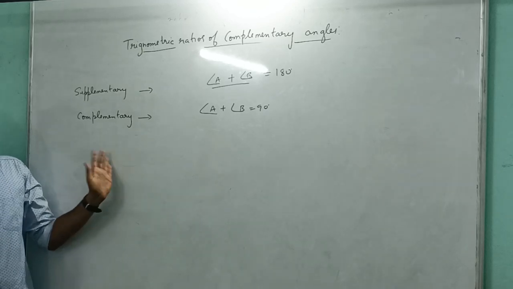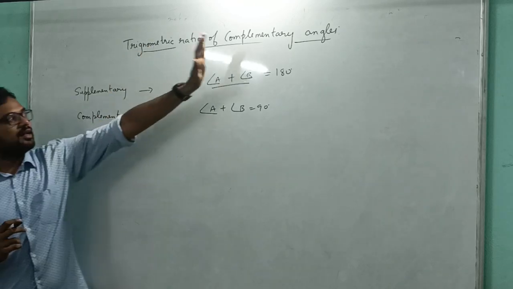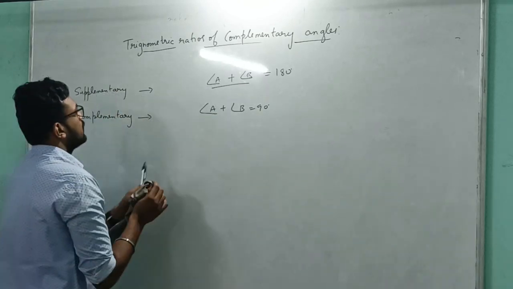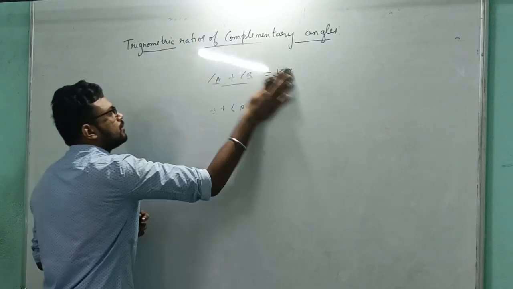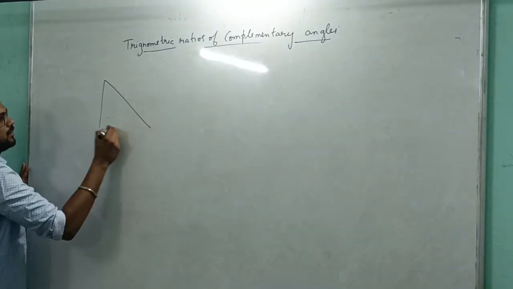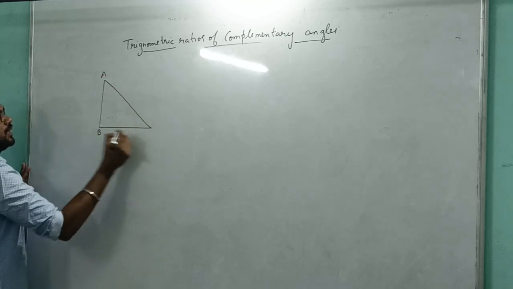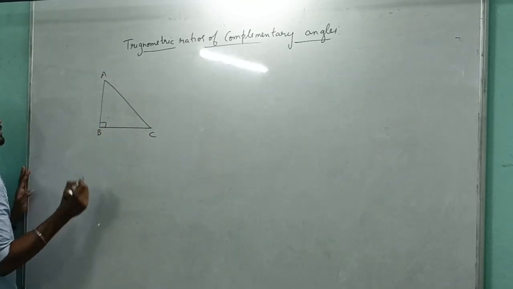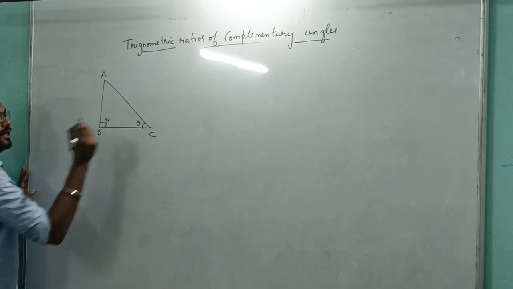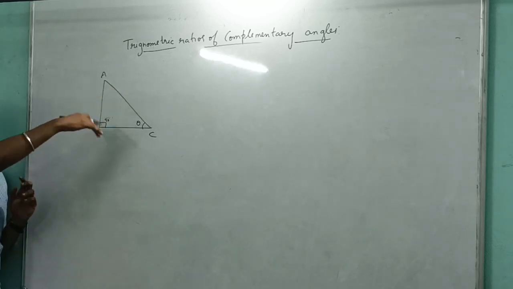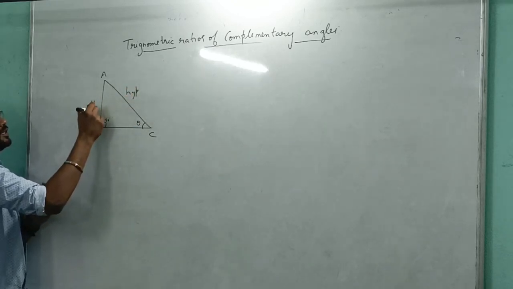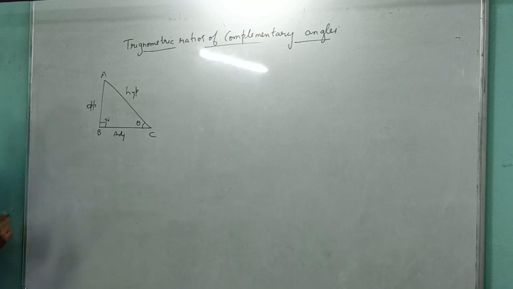So now we are going to see what happens if I take the trigonometric ratios of complementary angles. So if I take a triangle ABC, this is 90 degrees. I'll take this as theta. So I can write trigonometric ratios with respect to theta, correct? So this is my hypotenuse, this is my opposite, and this is my adjacent. Let me write all the trigonometric ratios.